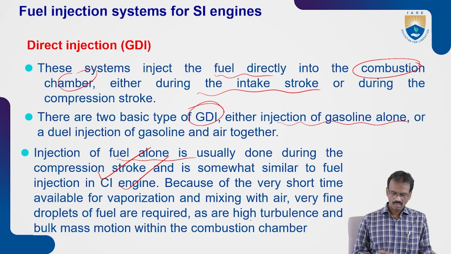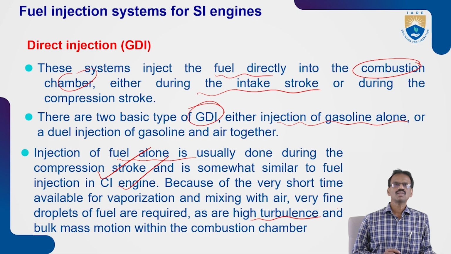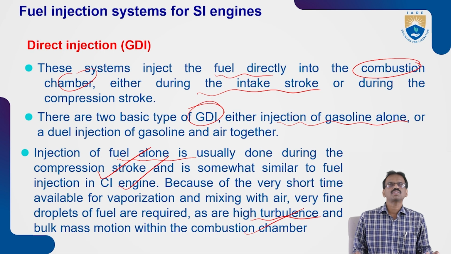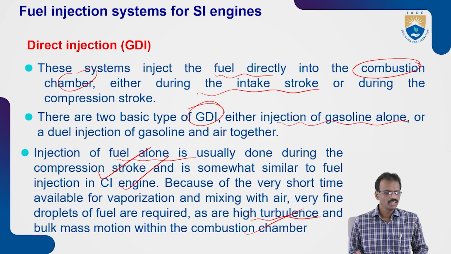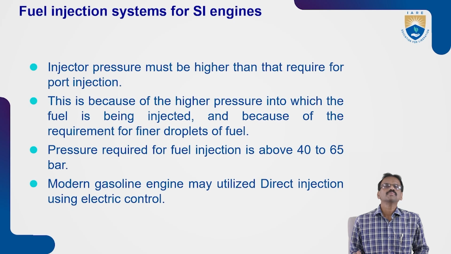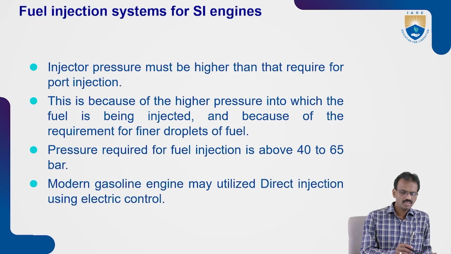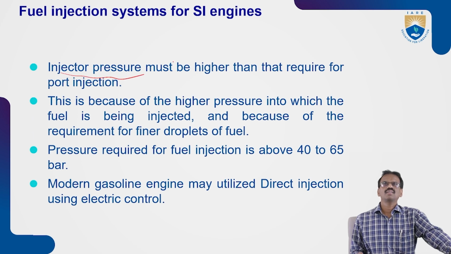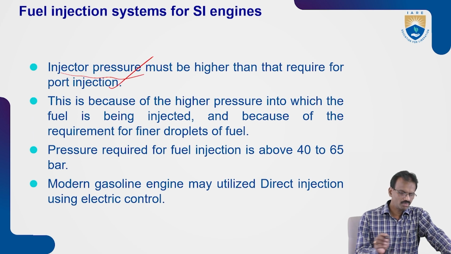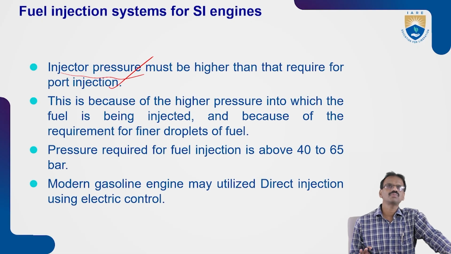So we need high turbulence and bulk mass motion within the combustion chamber. For these purposes, it supplies the air fuel mixture. So this is the advantage of the direct injection system. The injector pressure must be higher than that required for the port injection system. So these are some comparisons of the direct injection system and the port injection system.